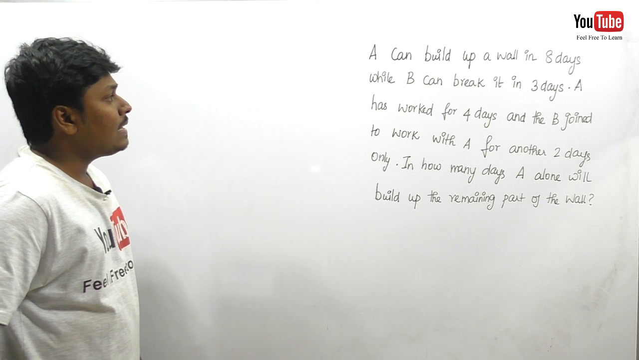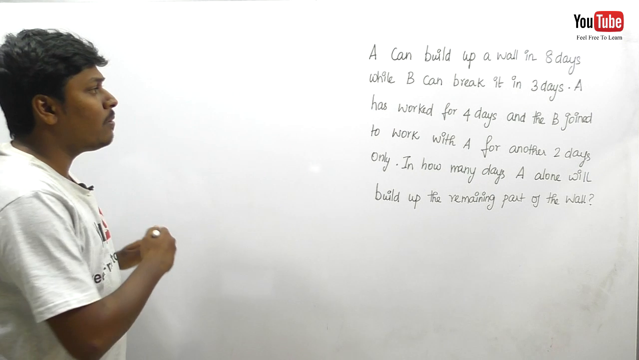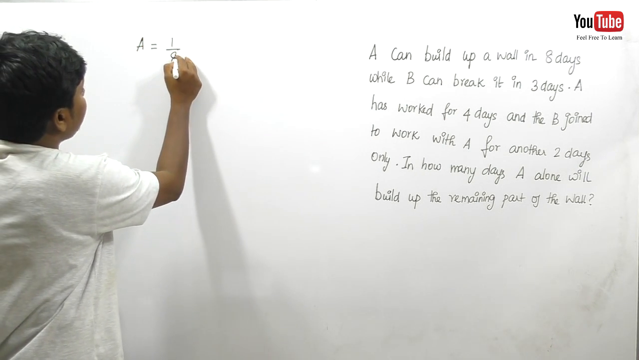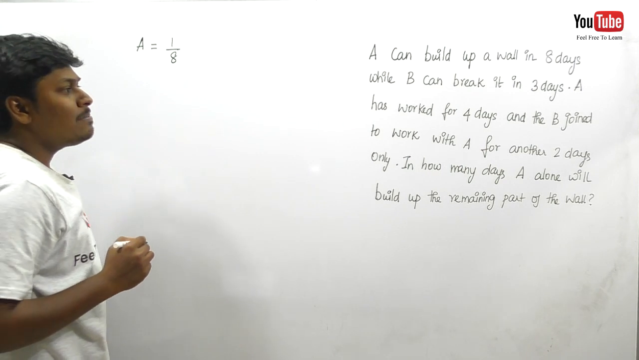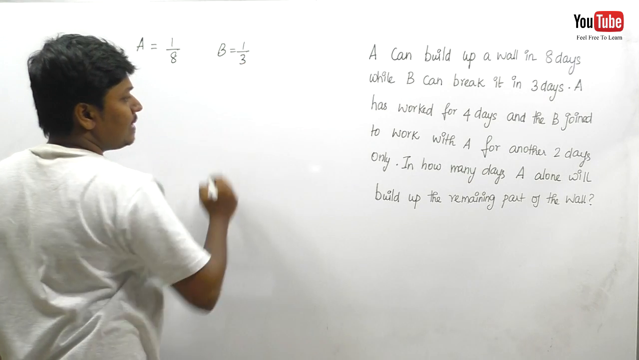So friends, I think the total work, right? We can say that A can build a wall in 8 days. That means we can write A equal to 1 divided by 8. And B can break it in 3 days. So we can say that B equal to 1 divided by 3.